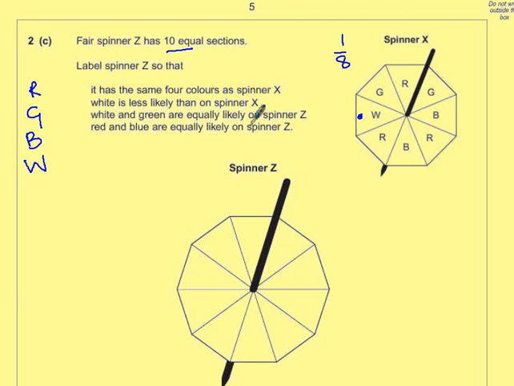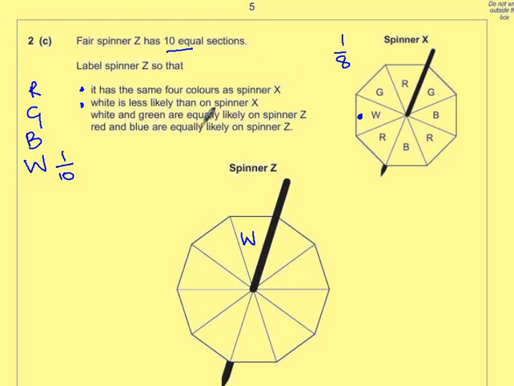So for it to be less likely on spinner Z, we need to just label 1 section white. So white is going to be 1 out of 10. So we've satisfied this condition here. We've satisfied the condition here. It has the same 4 colours as spinner X.